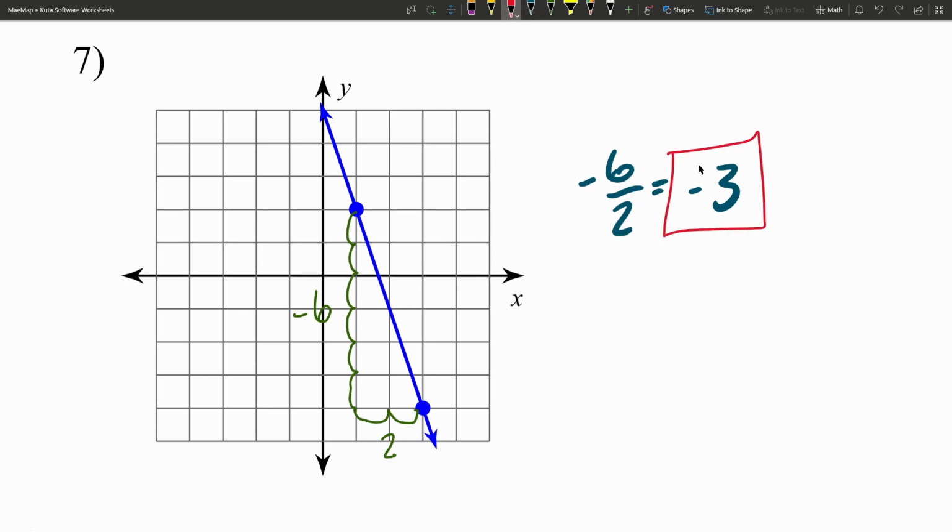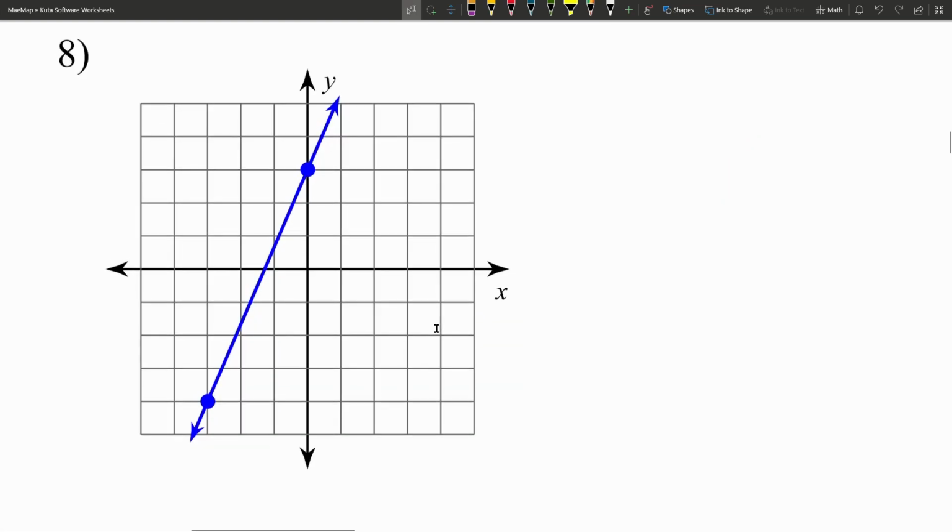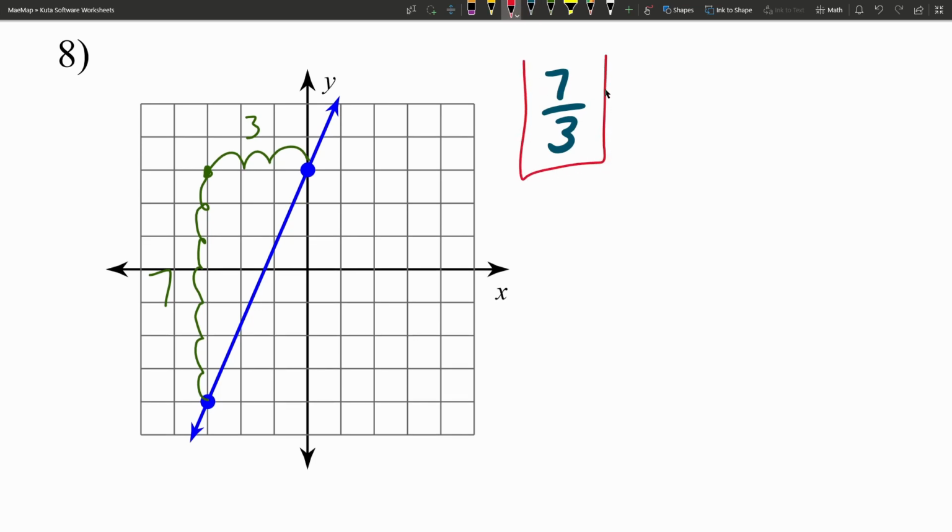Let's move on to number 8. Now number 8, calculating it the same way, rise over run. Our rise, we have to go up 1, 2, 3, 4, 5, 6, 7, and over 1, 2, 3. So this is a slope of 7/3 for number 8. And it is indeed positive because as we go to the right, we're going up. But let me show you one more method that's going to help us on this second page.